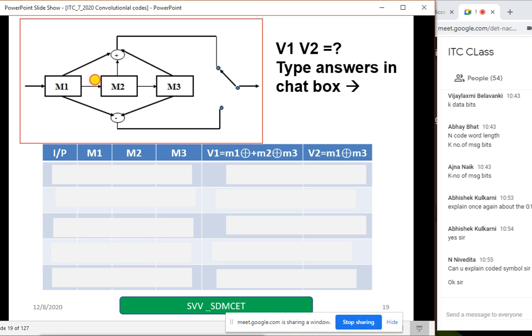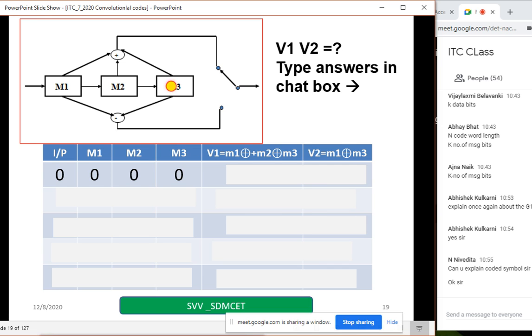We are using the same box for input and M1. We are representing it as M1. So now let us consider this is 0. Previous values of these two are 0 0. What is the V1 and V2? How to find out? Add all 3 bits using mod 2 adder. Result is V1, and this side it is V2.